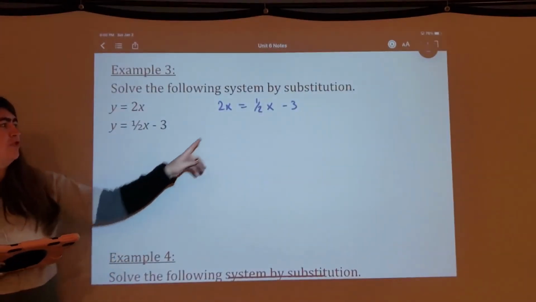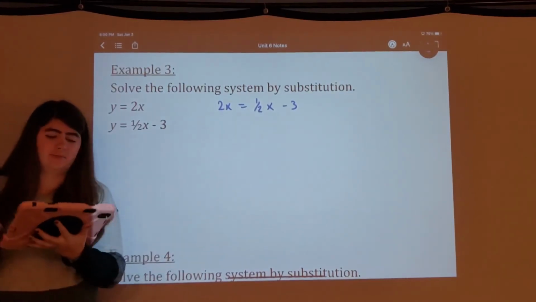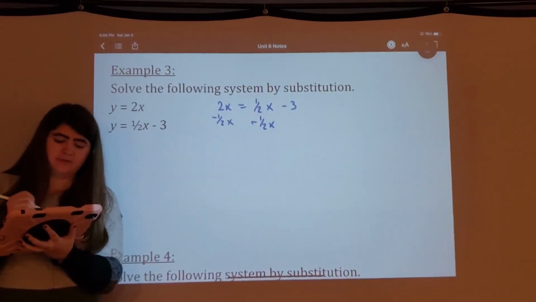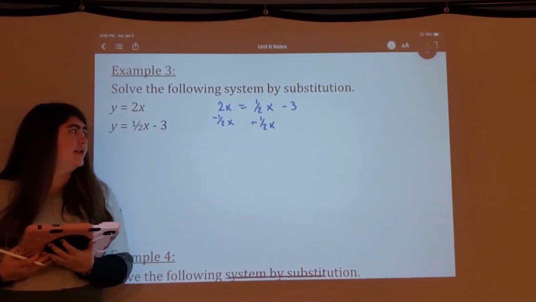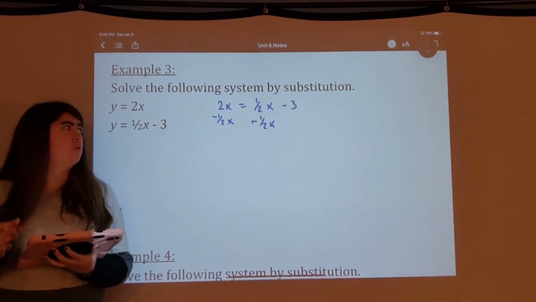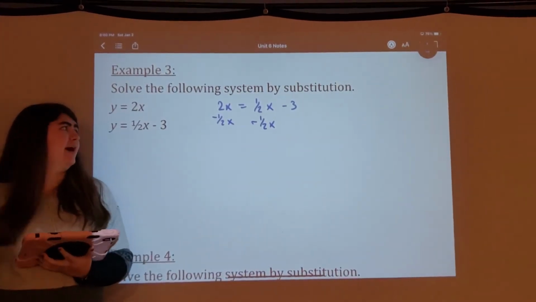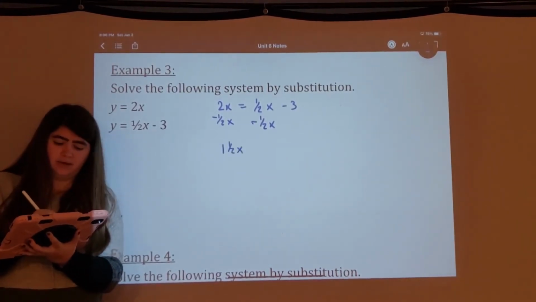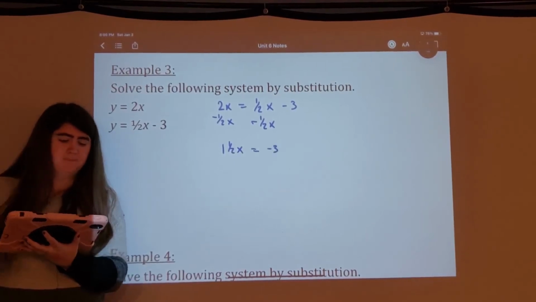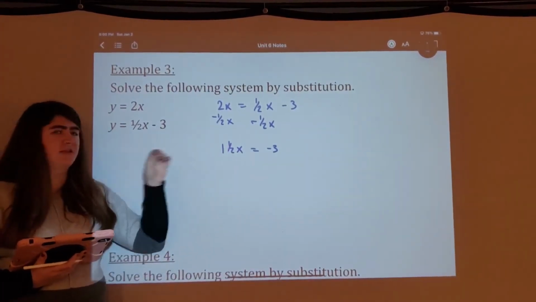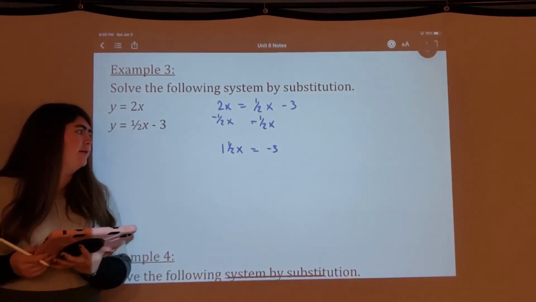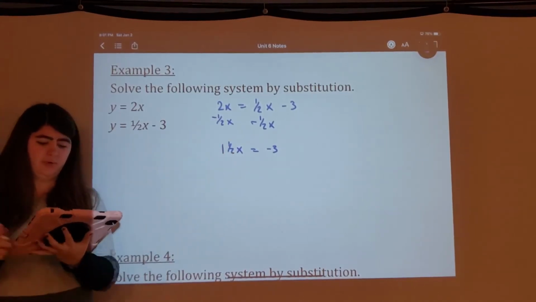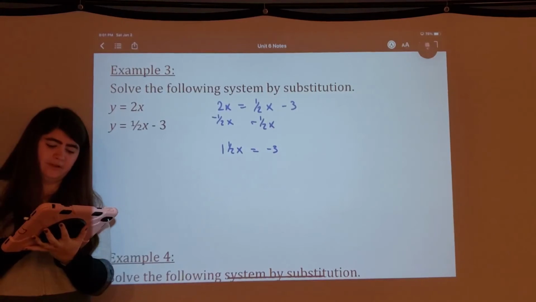I'm going to subtract out this half of an x from both sides. So I'm subtracting out half x. So 2 wholes minus the 1/2 leaves me with 1.5x. That's 1.5x, or 1 and 1/2 x. So I have 1 and 1/2 x is equal to negative 3. It'll actually help me out if I write this as an improper fraction. So I have 1 and 1/2, so 1 times 2 is 2, plus 1 is 3, so what I really have is 3/2 of x.